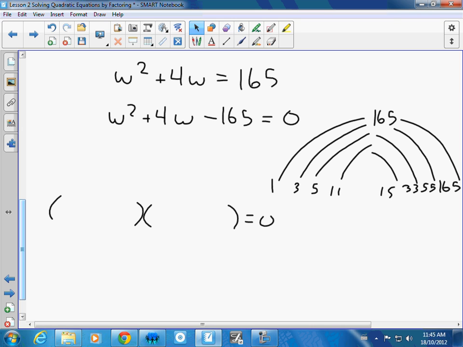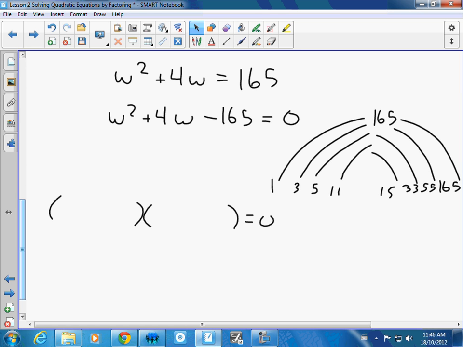1 and 165, 3 and 55, 5 and 33, 11 and 15. Are they getting closer together? So the only possible ones left could be 12, 13, or 14, which obviously doesn't work. Okay. Those are all the factors. Now, another way to do that is to do prime factorization. Do you remember that? No. We'll talk about that later.